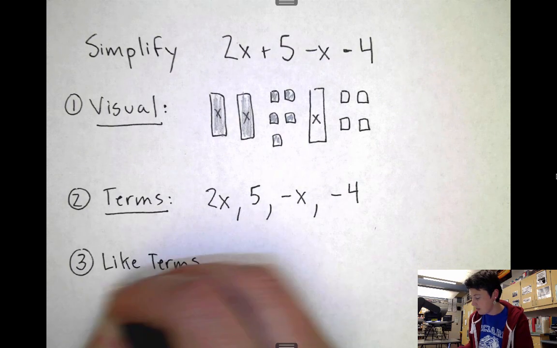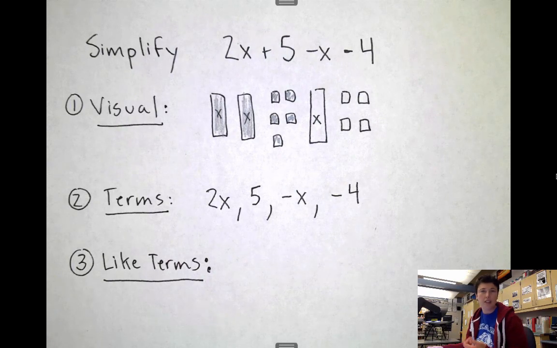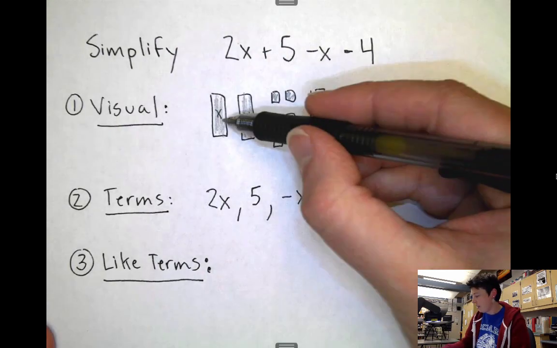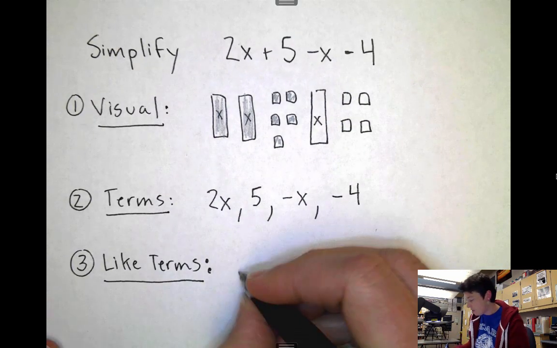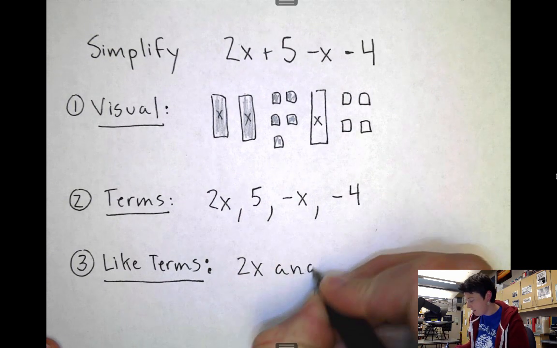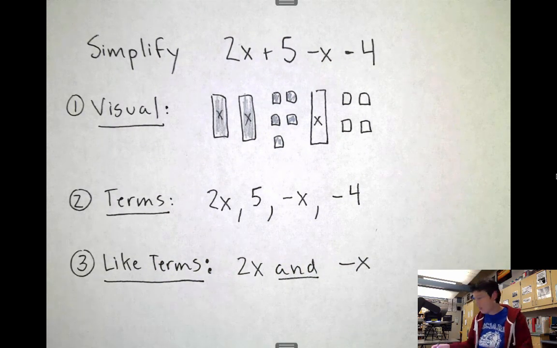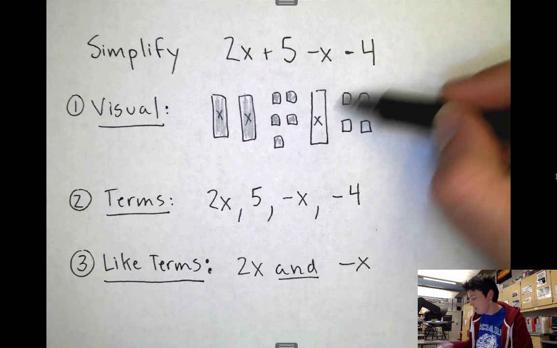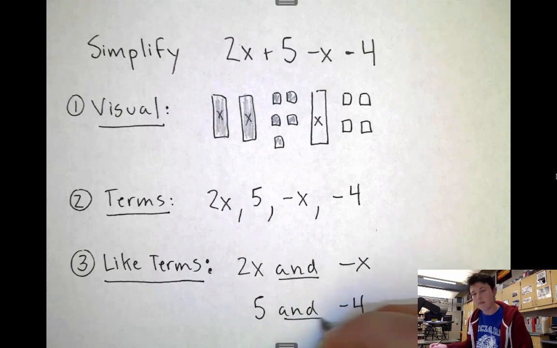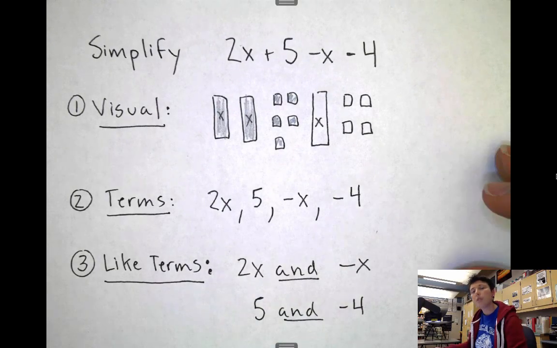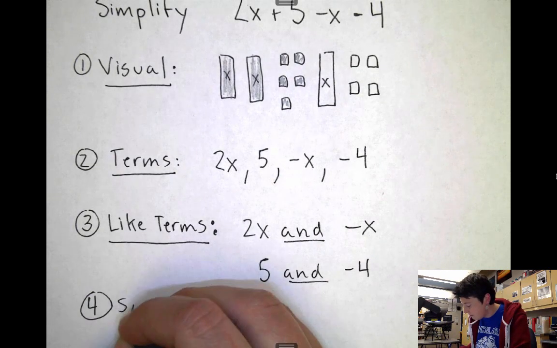Now for step 3, I'm going to find the like terms. Like terms are the ones that are the same. So like terms are the tiles that match. I see a lot of like terms in this problem. I see 2x and a minus x. Well, those are like terms. They're the same tiles. So 2x and the minus x are like terms. I also see all the units. I see these 5 and these negative 4. So 5 and negative 4 are like terms.